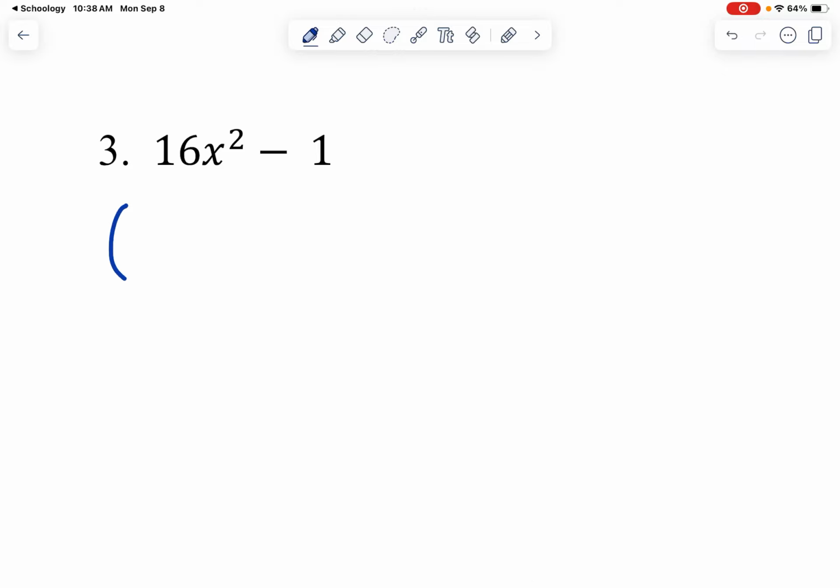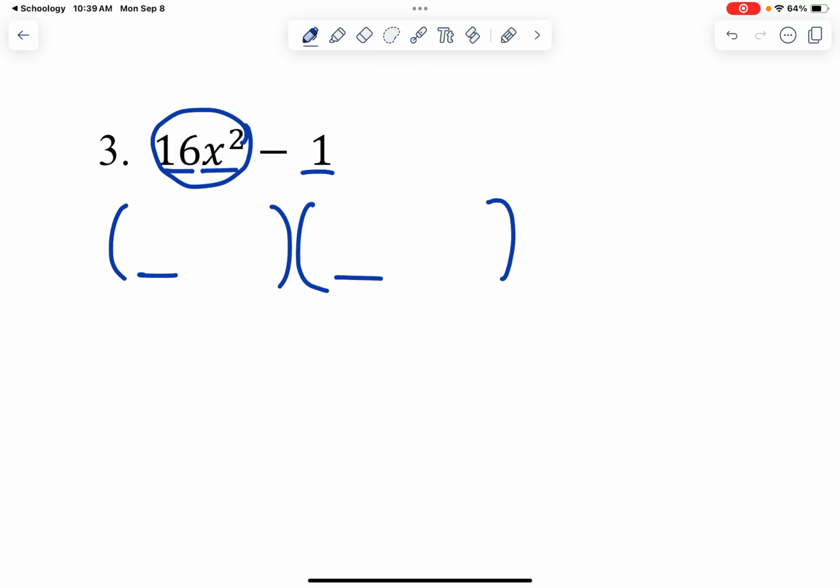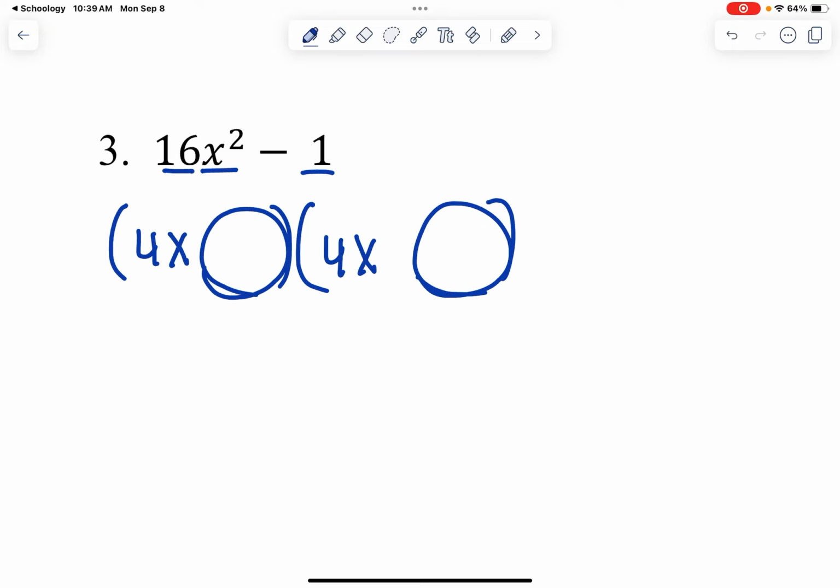When it is a difference of squares, I'm going to check first. This is a perfect square. This is a perfect square, this is a perfect square. So these 2 terms must multiply to give me this, and they have to be the exact same thing. So that is 4x and 4x. And then these 2 terms have to multiply to give me this, and they're the same number, just opposites. So that's a +1 and a -1.